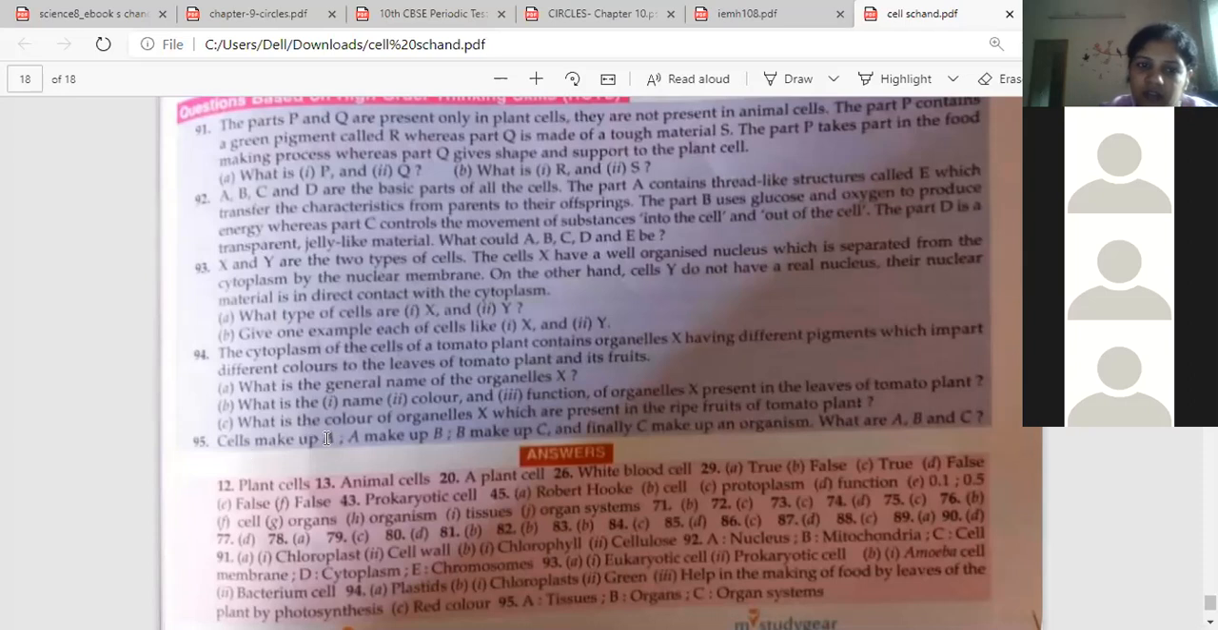Cells make up A, A makes up B, B makes up C, and finally C makes up an organism. Cells make tissues. Tissues make organs. Organs make an organ system. An organ system makes up an organism. Clear? Yes, ma'am.